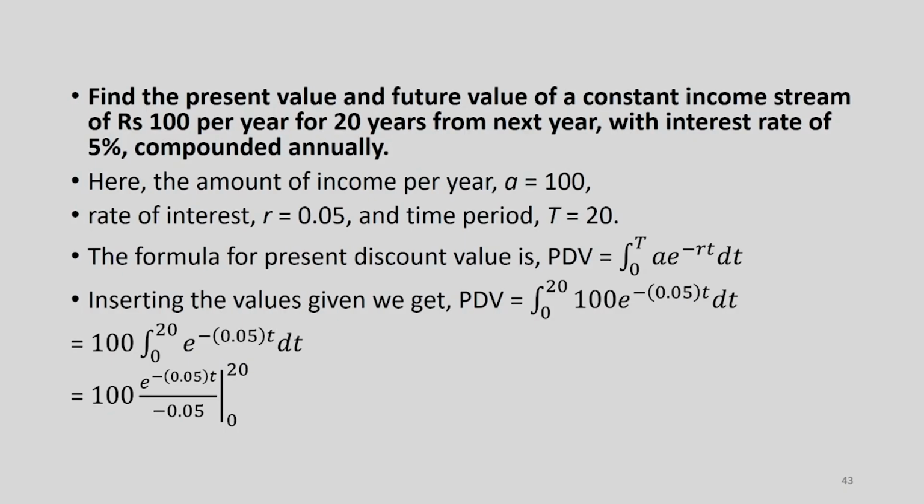Find the present value and future value of a constant income stream of 100 rupees per year for 20 years from next year, with the interest rate of 5% continuous annually. Okay. We have to find out two things, the present value and the future value, right. So, here the amount of income that we are getting annually is 100 rupees. The rate of interest is 5%, that is 0.05. The time period is 20 years.